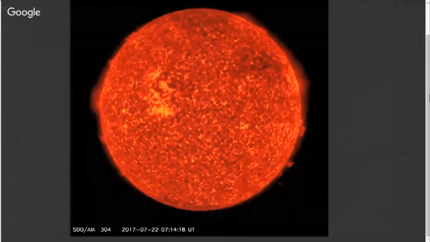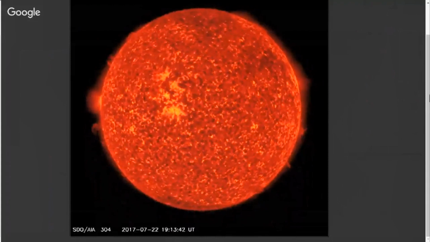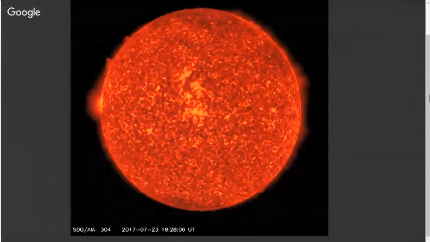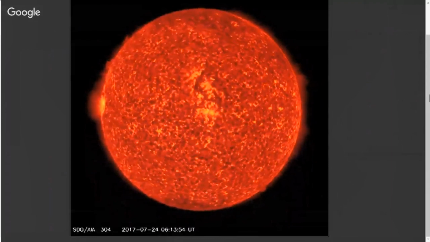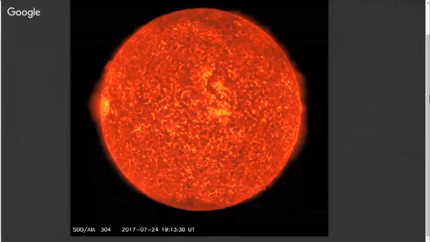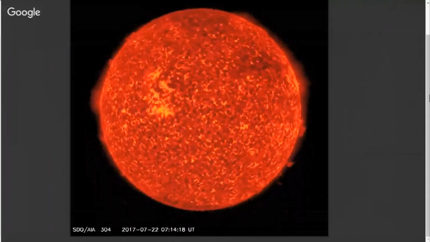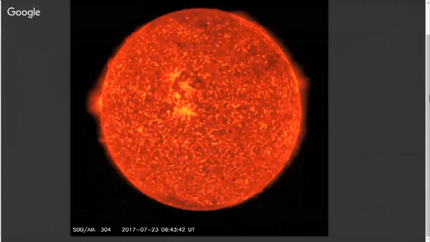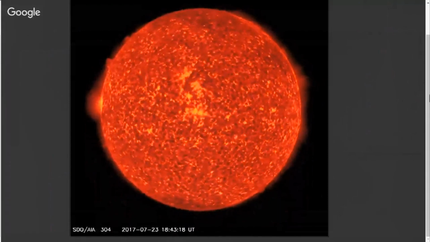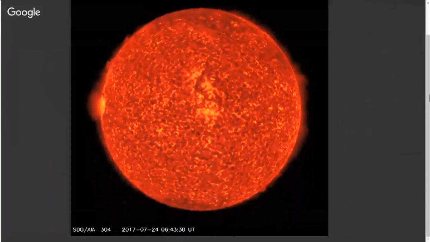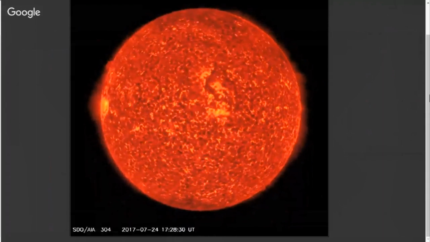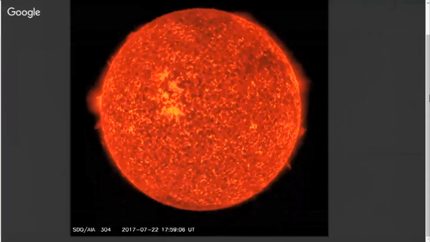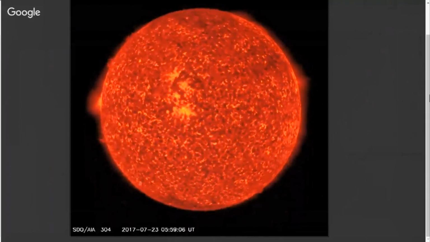Now, as far as what we're looking at right now on this view from the 304 on the SDO. So, do you yourself see a sun that has no action? Of course not. I was going to say that just a few weeks ago, some people were saying that the sun was going into a so-called grand solar minimum, and it was completely incapable of X-class flares. Well, the sun has just had an X-class flare.